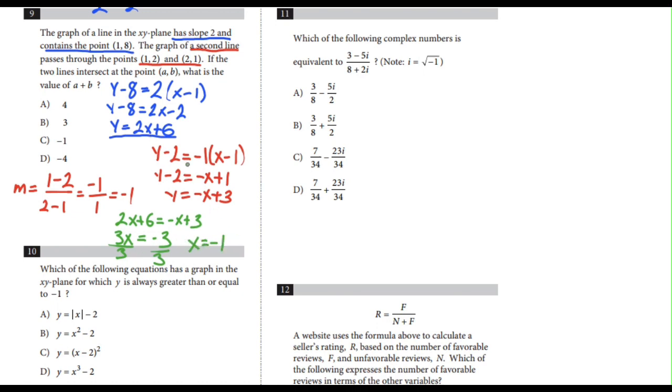We can plug this back into either equation, and we'll find the y value. So if we plugged in x equals negative 1 here, we'll get 2 times negative 1 plus 6. 2 times negative 1 is negative 2, plus 6 is going to be positive 4. Now we have the point where the two lines intersect. The y value is 4. And then we got that the x value equals negative 1. So when we add these two values together, negative 1 plus 4 is going to end up being 3. Or answer choice B.